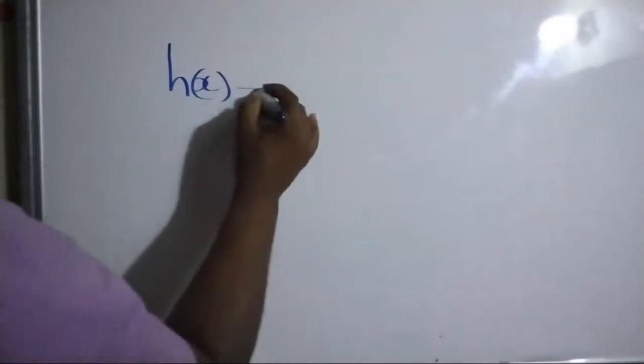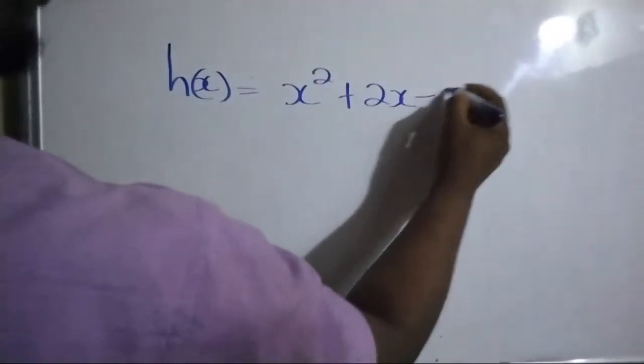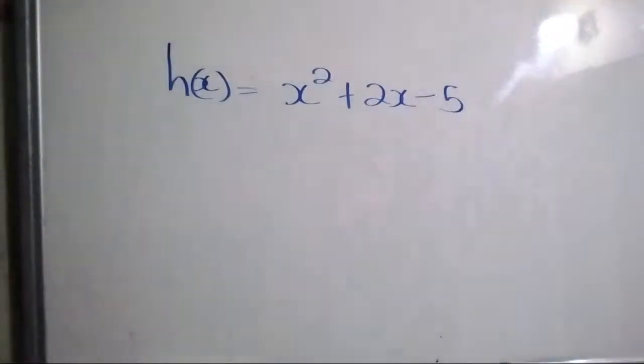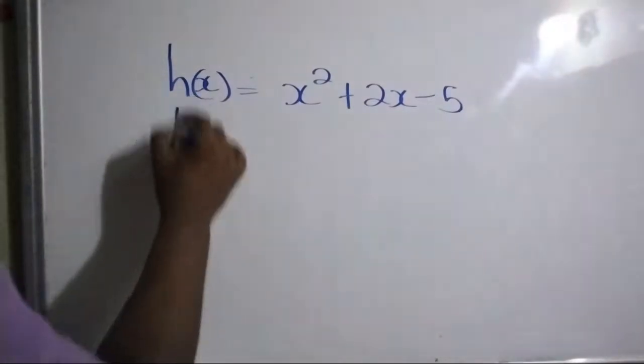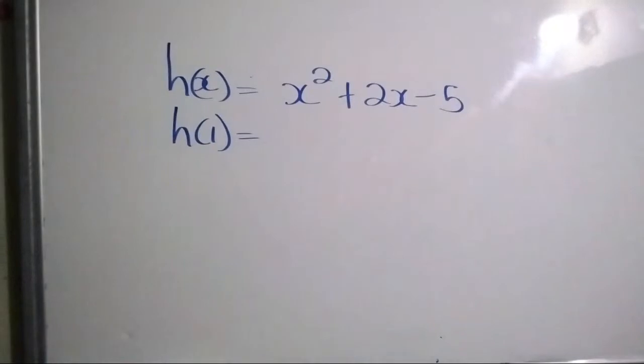Let us say we are given a graph. Let us say the graph is h of x is equal to x squared plus 2x minus 5, for example, and we are asked to find h of positive 1. We are keeping this one simple so everybody can follow it. Anywhere you see x, we're going to substitute the value of x. So x is going to equal 1.